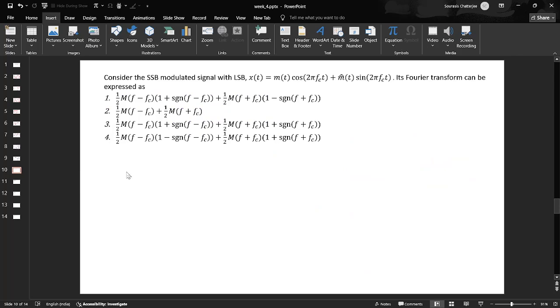Now comes another important topic of today's session. We have already seen ordinary AM, we have seen DSBSC, we have seen quadrature carrier multiplexing. Now we are going to see the SSB or single sideband modulated signal. So let us first try to see why SSB comes into picture in the first place.